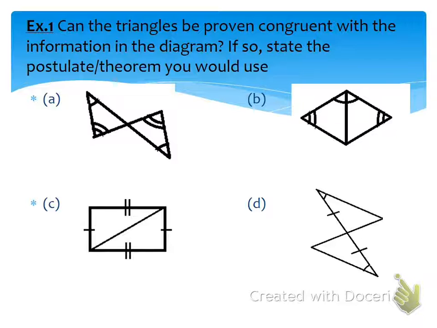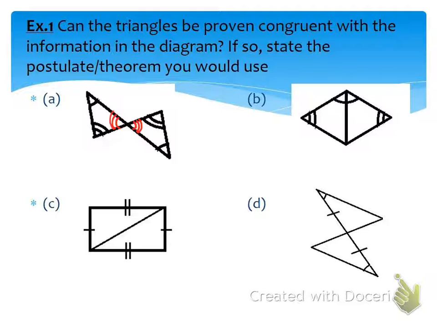Can the triangles be proven congruent with the information in the diagram? If so, state the postulate or theorem you would use. So, letter A. Do we have enough information here? Yes. What would you use? No, you don't. I agree with Caleb. So, we could say that we've got vertical angles. That's true. We could mark those if you want to.